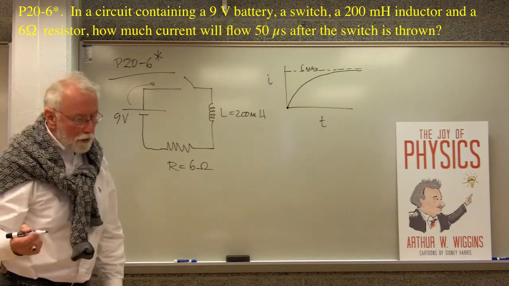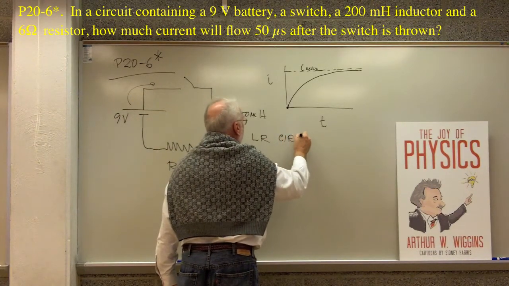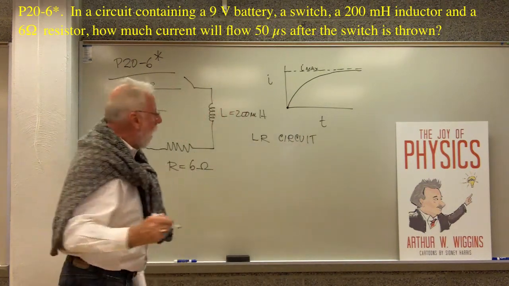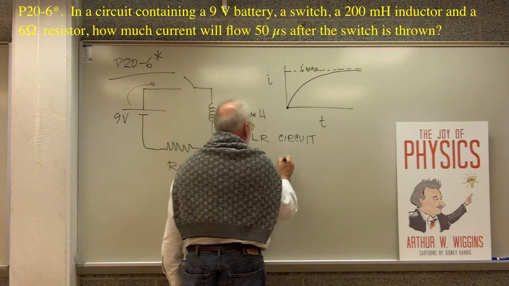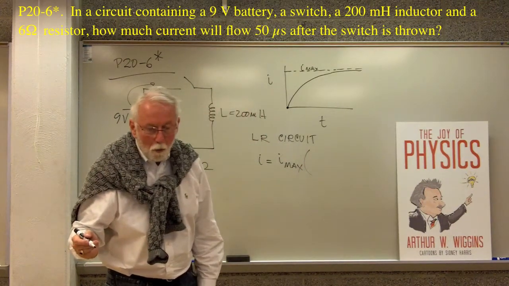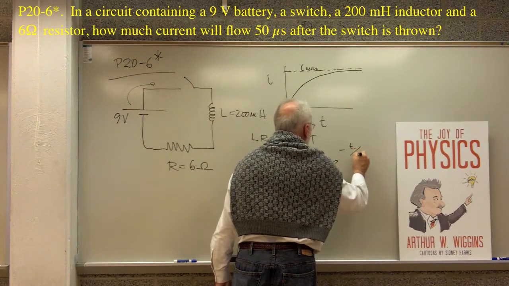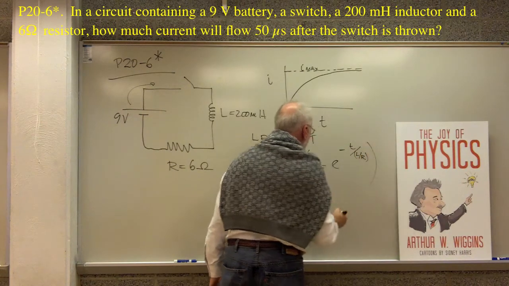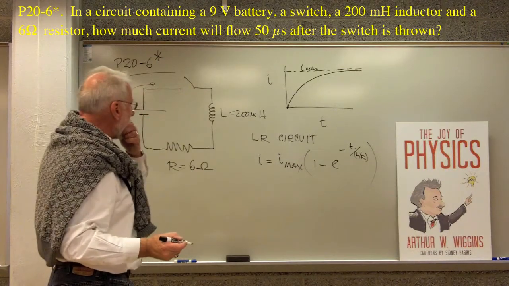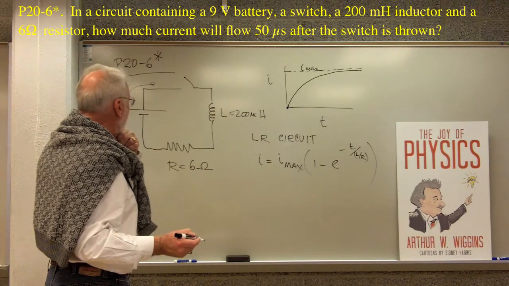Great. So this is what they refer to as an LR circuit. Since it has both things in it, the way the LR circuit works is that I, the current that flows, equals Imax times a wonderful little mathematical thing here that says 1 minus e to the minus t divided by L over R. Complicated little expression, but such is life. So now do we know what this stuff is? Well, we know t, we know L and R.